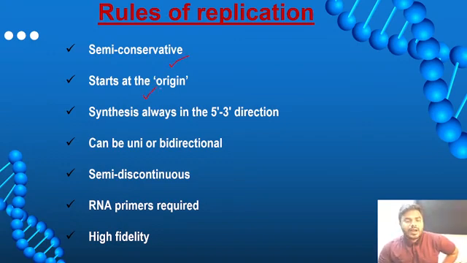The rules are: semi-conservative, start at the origin. The synthesis of a new strand always takes place in the 5 prime to 3 prime direction. It can be unidirectional or bidirectional, then semi-discontinuous. RNA primers are required. High fidelity.